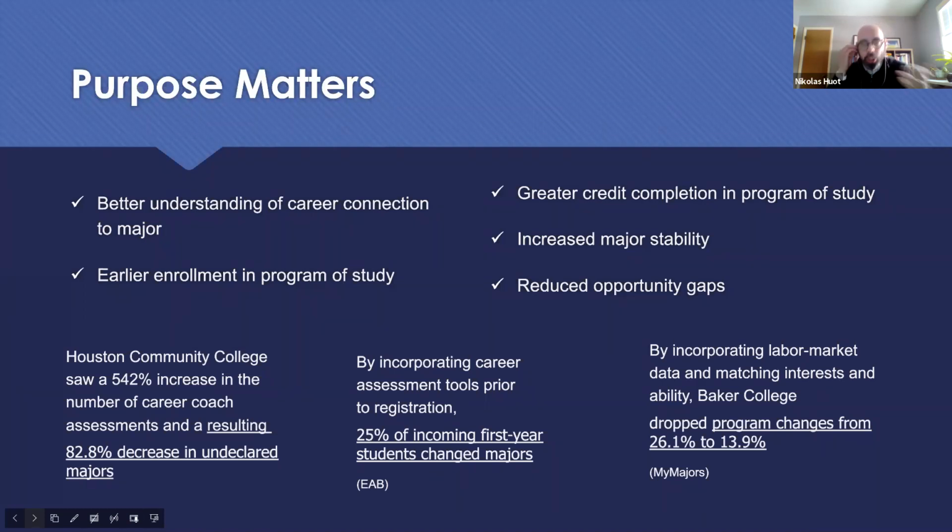And by doing so, you're not only helping the students get on the right track and create the purpose so that students now understand and are much more secure in their choices as to why they want to pursue this particular major, but it helps in terms of major stability. It reduces opportunity gaps because we're talking about the implicit bias sometimes of directing students towards one major as opposed to the other because of their race, ethnicity, zip code, what high school they went to.